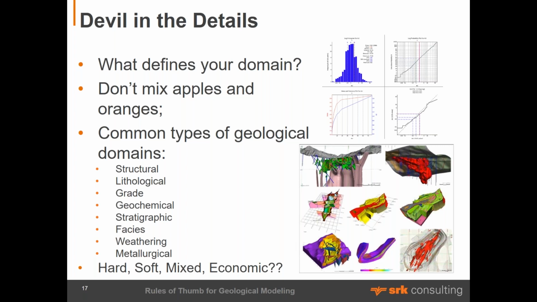Though it comes in more down the stream in estimation, it's really good to consider the boundaries of these as well. We use terms like hard boundaries. This would be, say, a post-mineral fault that absolutely truncates mineralization. Soft boundaries, like, say, alteration that diminishes over a distance, or even economic boundaries like grade shells or indicator shells that are based on prices of metals.